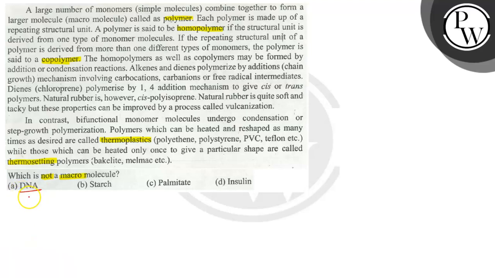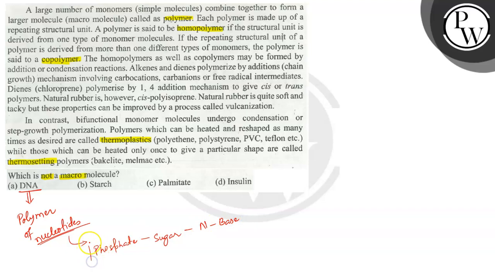डीएनए जो है, this is a polymer of nucleotides. नाउ न्यूक्लियोटाइड्स क्या है? न्यूक्लियोटाइड एक बायोमोलिक्यूल है जिसमें कि हम एक phosphate salt, along with this we add a sugar, and along with this we add a nitrogenous base. इन तीनों के कॉम्बिनेशन से जो फॉर्म होता है, दैट इज कॉल्ड अ न्यूक्लियोटाइड.